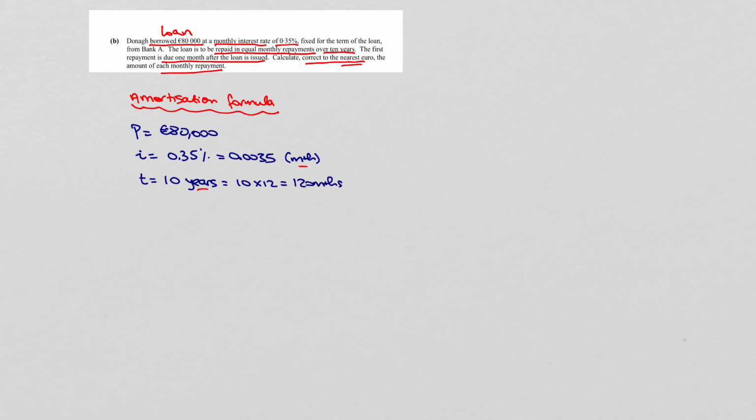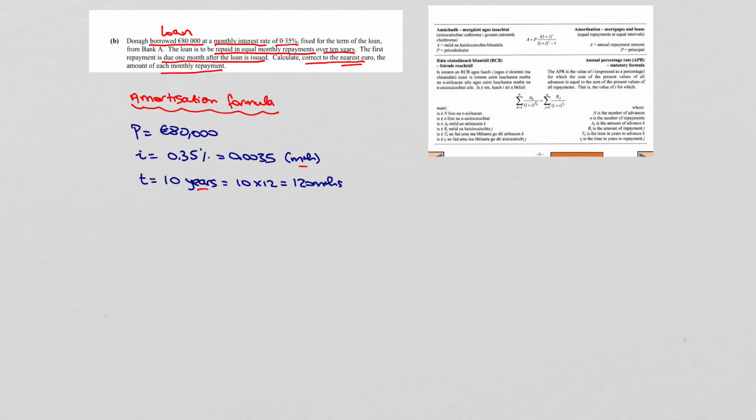So we write down what information do we know? Well, we know that P is equal to 80,000 euro. We have a monthly interest rate of 0.35%. So we need to write that as a decimal. So it's going to be 0.0035. And that's monthly. And our repayments are monthly. So I don't need to change my rates here. And then the T is the time. So it's over 10 years. But again, we have to make sure that we're matching our time to our rate. So that means, of course, my 10 years have to be changed to months. So if I multiply that by 12, because it's 12 months in a year, I end up with 120 months.